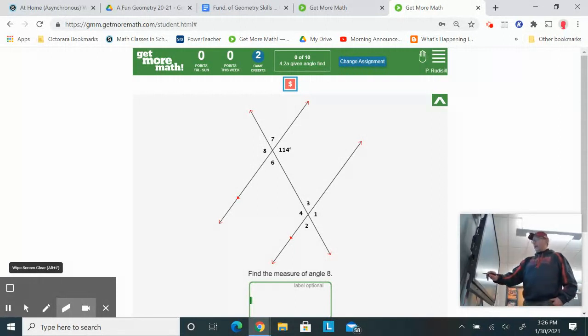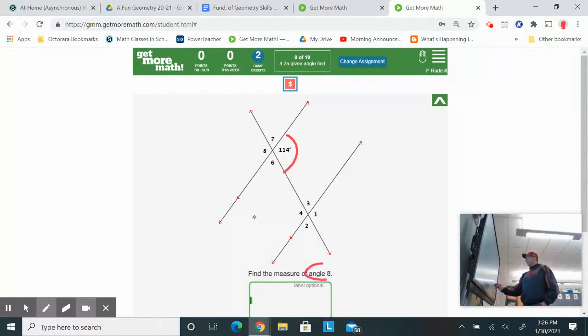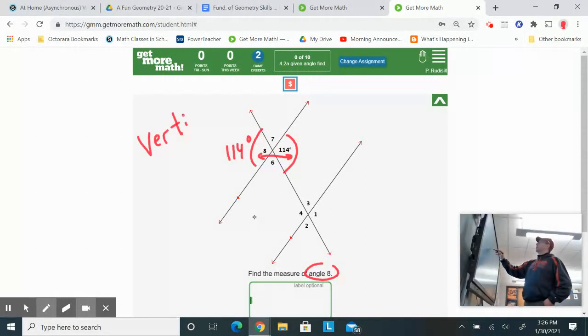Now, let's take a look at what we already know, that this angle here is 114 degrees. We're supposed to find angle 8. Angle 8 is over here. When two angles are formed by two intersecting lines and run across from each other, they're going to be congruent. That means they're going to have the same measure, and they're called vertical angles. These are vertical angles. Vertical angles have the same measure. We learned that back in chapter 3.